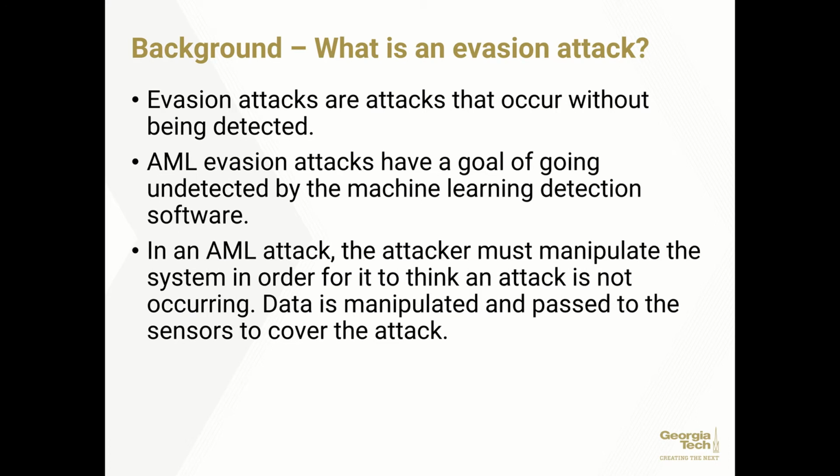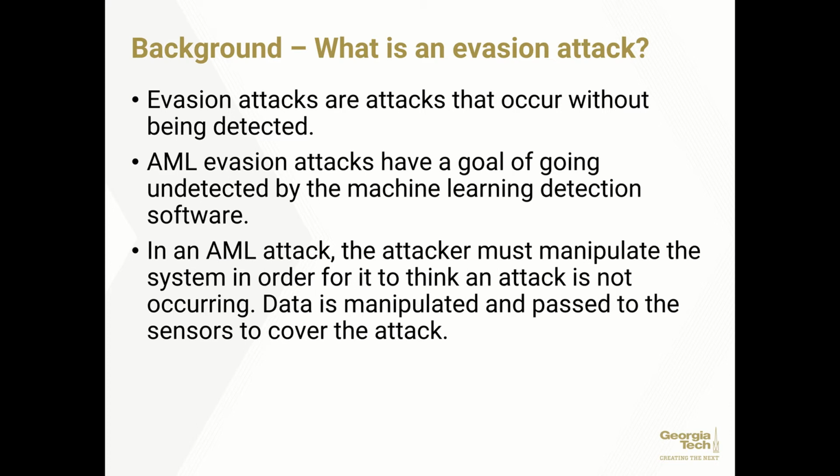We will begin with some background on what exactly an evasion attack is. These are attacks that occur going undetected by the system. In other words, the attack is being executed. However, the system has no idea it is being manipulated. In the world of adversarial machine learning, the goal is to go undetected by the machine learning detection software of the system. In these types of attacks, the attacker must manipulate the system to go undetected or otherwise have the system think that no attack is occurring.